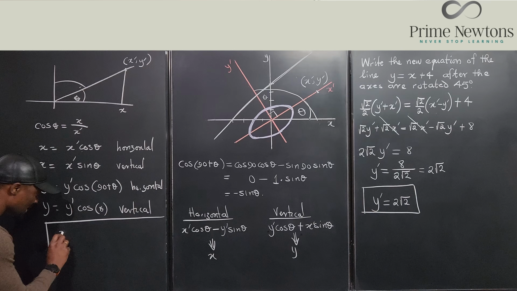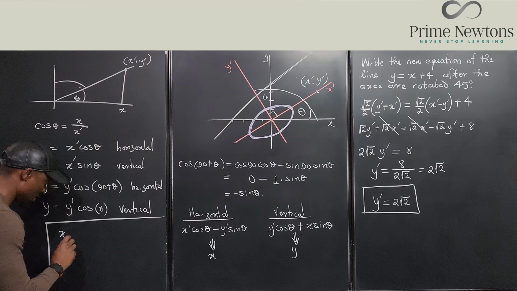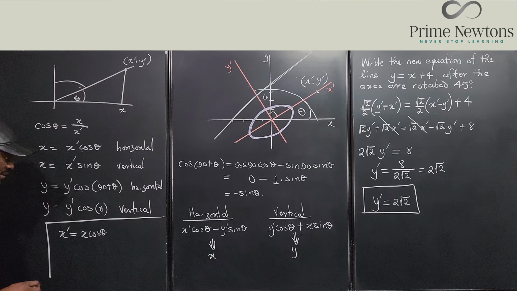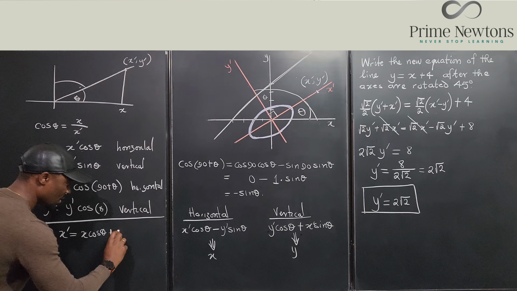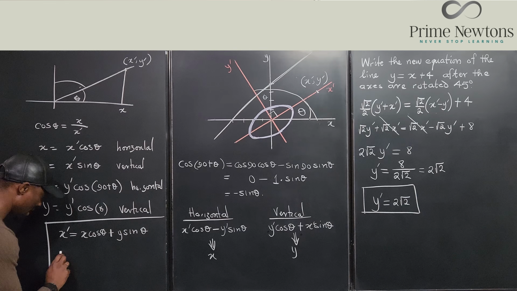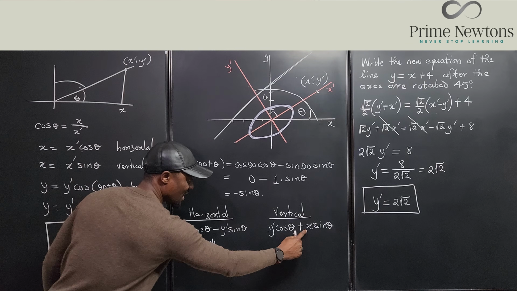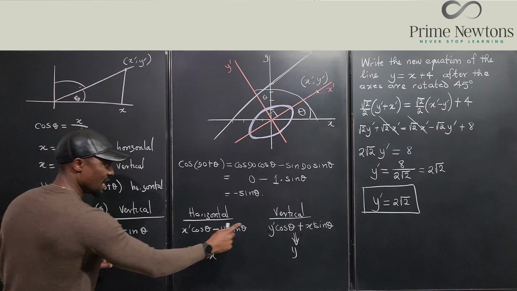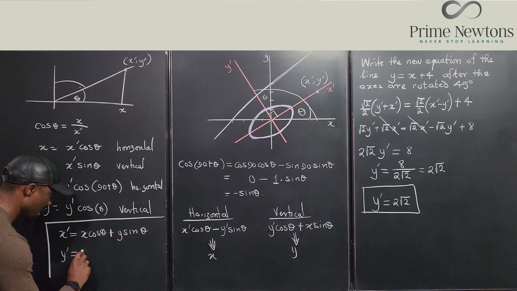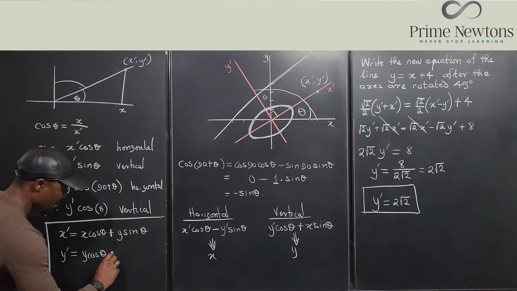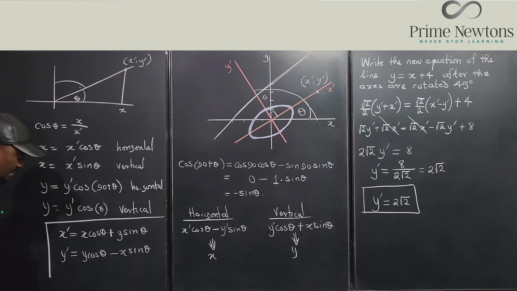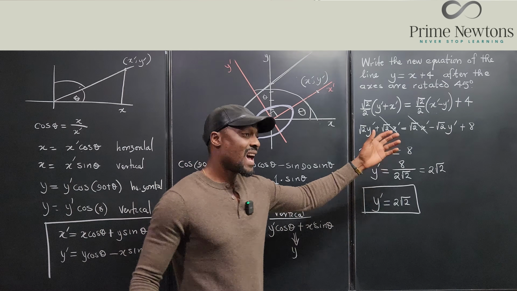We know x prime will be equal to x cosine theta plus y sine theta. But when we want to write y prime, this sign has changed to plus, and now this sign is going to change to minus. Y prime will be equal to y cosine theta minus x sine theta. I hope I got that right. This is correct. So this is how this works.